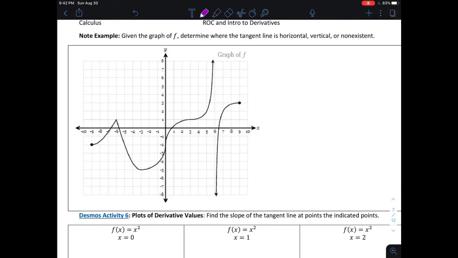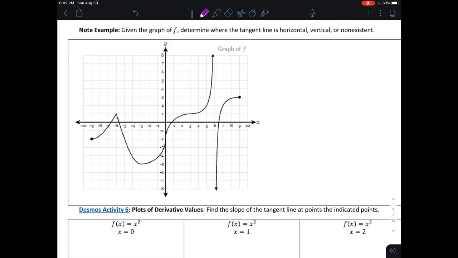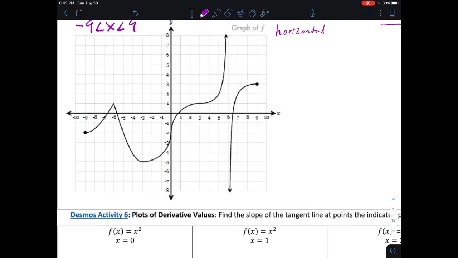One more graph here, where we're going to expand and look at more than just vertical and horizontal tangents. I want to look at a graph and determine where the graph will have a horizontal tangent, a vertical tangent, or where the tangent line will be non-existent. Let's start with horizontal. A horizontal tangent line is going to be where the graph really starts to flatten out. We're going to look from -9 less than x less than 9, so we're not going to look at any of the endpoints here.